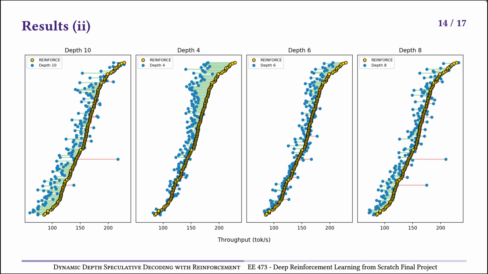For example, for depth 4, the second graph, the widening gap at higher y implies the static policy stopped too early, whereas reinforcement learning managed to squeeze out more throughput by dynamically adjusting the length. Similarly for depth 10, the first graph, the gap doesn't exist at higher y because it's a greedier policy, but instead the gap exists at lower y because the static policy greedily drafted too many draft tokens for low acceptance sequences, spending unnecessary time.